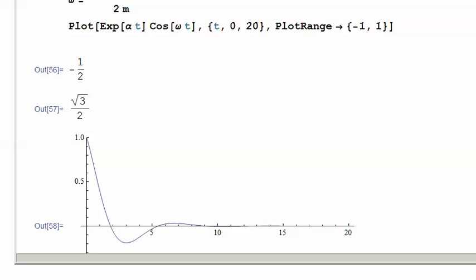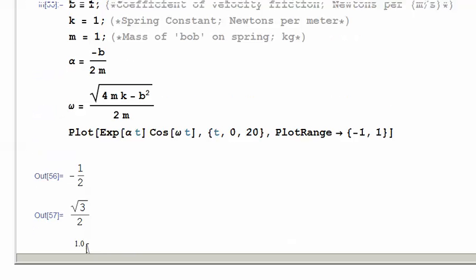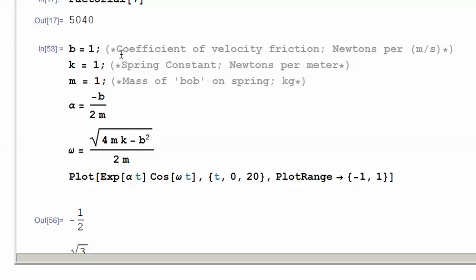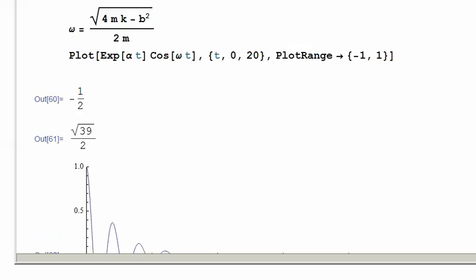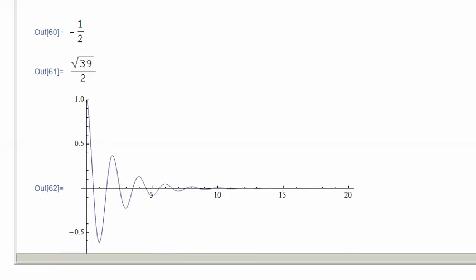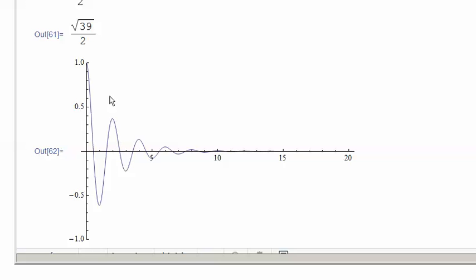Now, how could we make this thing really sproing back and forth a lot more? By increasing the spring constant. Let's give the spring constant about 10 times as much value. We'll change that to 10, and it should bounce a lot faster. And you see it bouncing quite a bit faster.